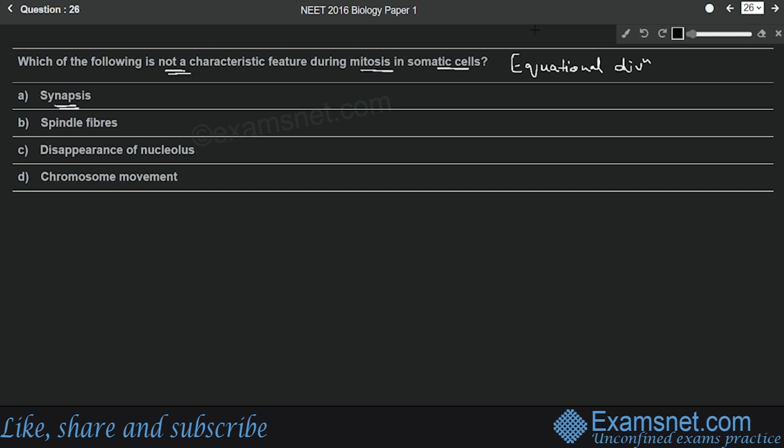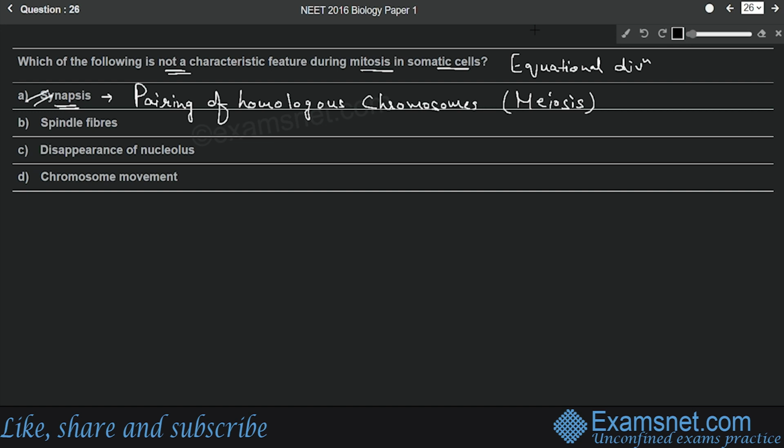First one is synapses, and this option only is not the characteristic feature of mitosis because it takes place in meiosis. Okay, what happens in synapses? Pairing of homologous chromosomes takes place. Pairing of homologous chromosomes during meiosis is synapses. Okay, so it doesn't take place in mitosis, it takes place in meiosis. So this will be the correct answer.